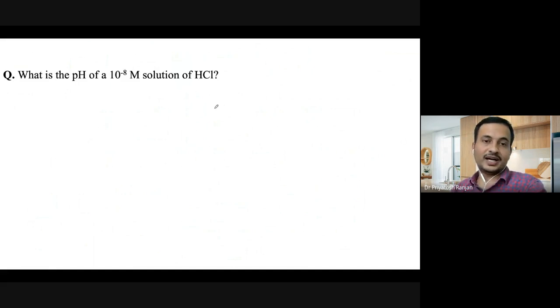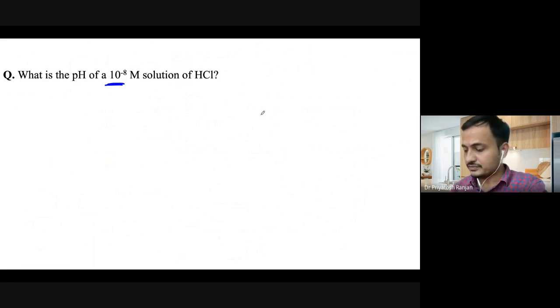But that is not true. Why? Because first of all, we all know HCl is a strong acid. So in spite of having this much dilute solution, its pH cannot go beyond 7. And we'll see what is happening in this case. So that is not a right way to do. But what is the proper way of solving this question?